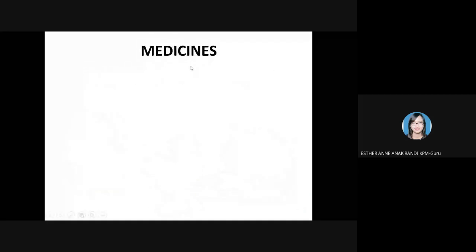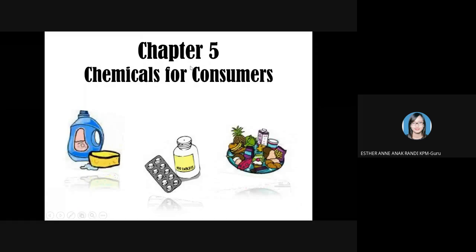Okay, so chemicals for consumers. Basically in this chapter, we're going to cover what are the chemicals that we use in our daily life. Apa contoh chemical yang kita gunakan? Contoh benda yang kita gunakan in our daily life that contains chemical. Okay, so for chemicals in consumers, we have oils and fats.